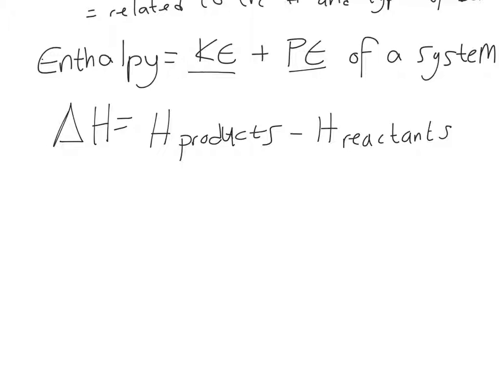Now, as you know, this symbol delta means changing, right? And so delta changing always means final minus initial. So in this case, if we're talking about a chemical equation, it's the products minus the reactants, where the enthalpy of the reactants is the combined enthalpy of all the reactants, and the enthalpy of the products is the combined enthalpies of all the products.